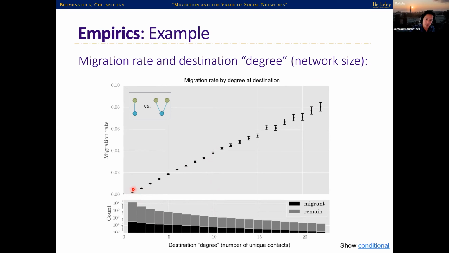And there are some interesting stylized facts here already: doubling the number of destination contacts roughly corresponds to doubling the migration rate. The relationship is approximately linear. There's no curvature, as some prior work might imply, but of course there's no identification here.